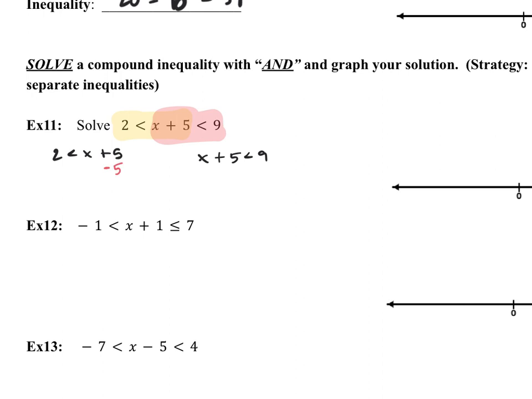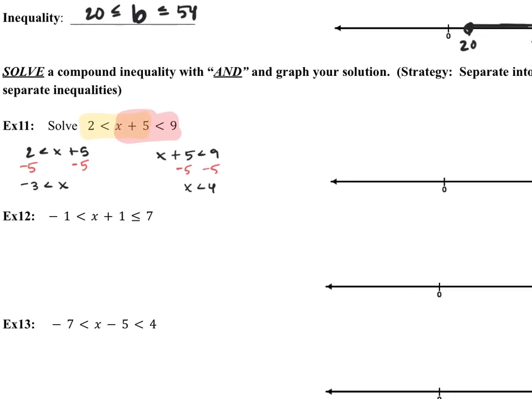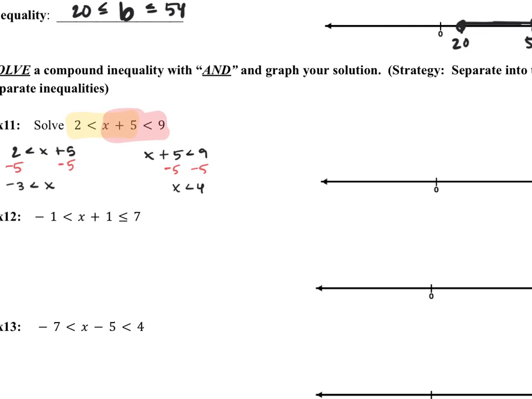And in both cases, I would get x by itself by subtracting 5. So for one solution, I would get that x is greater than -3. And in my other case, if I subtract 5 from both sides, I would get that x is less than 4. And so then I can graph that on my number line. So that would be 4 on this side with an open circle, and my arrow is going to go to the left, and -3 on this side, open circle, arrow would go to the right because it was greater. And so it would look like this.